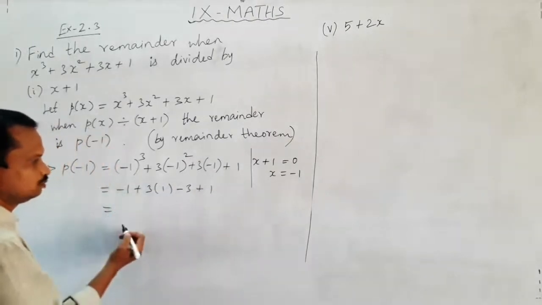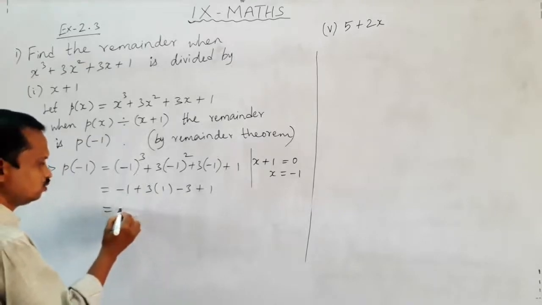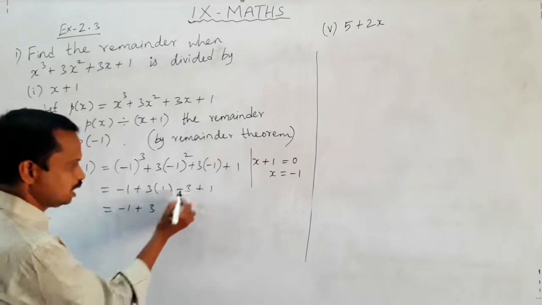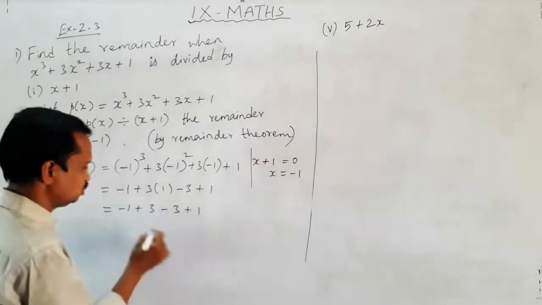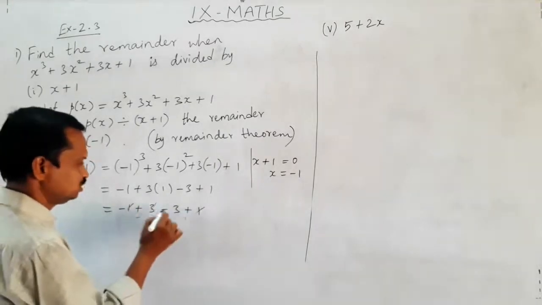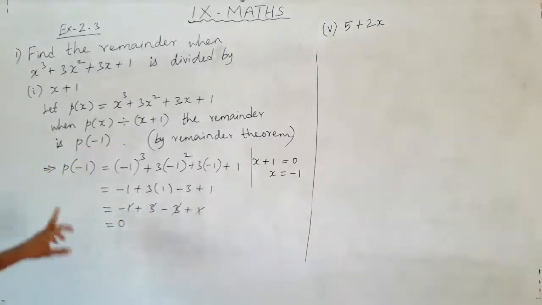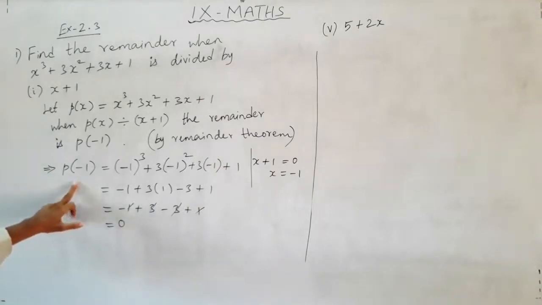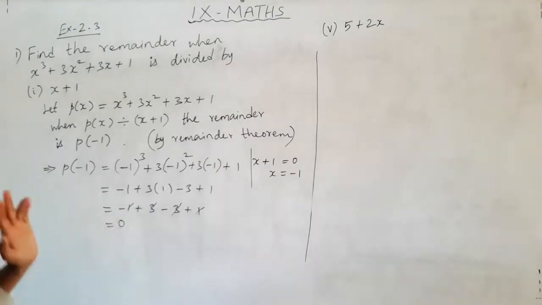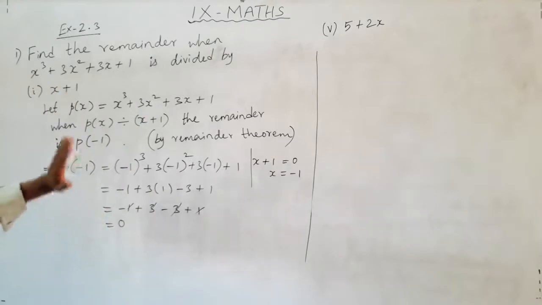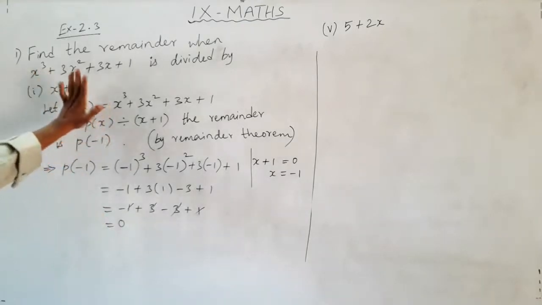And here we see minus 1 plus 1. You can cancel it, or wait for another step. Minus 1 plus 3 into 1 plus 3, and this is minus 3 and then plus 1. You see, minus 1 plus 1 plus 3 minus 3. What do you get? 0. Alright? The remainder is 0. So this is the remainder p of minus 1, and the value of the remainder is 0. Correct?